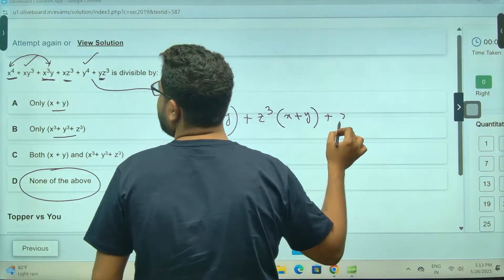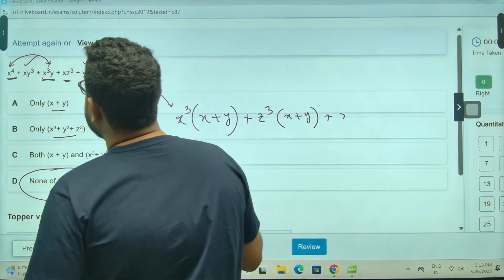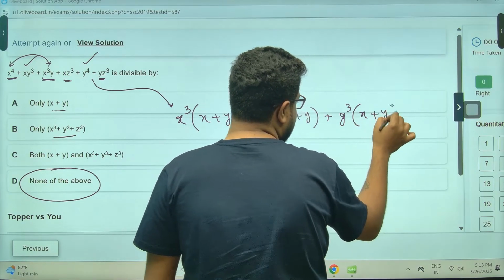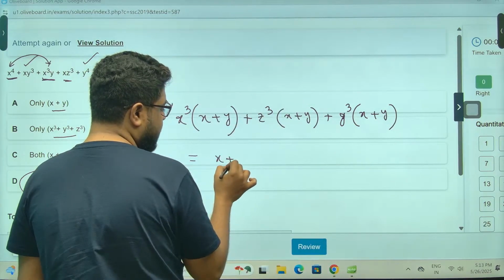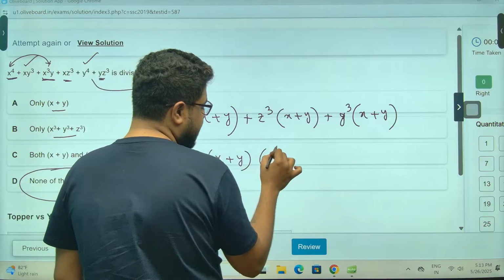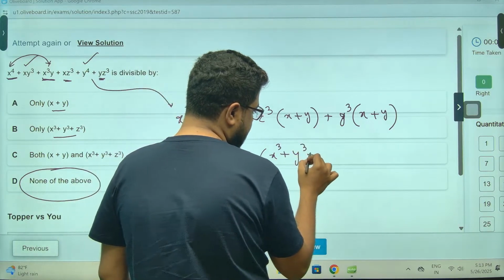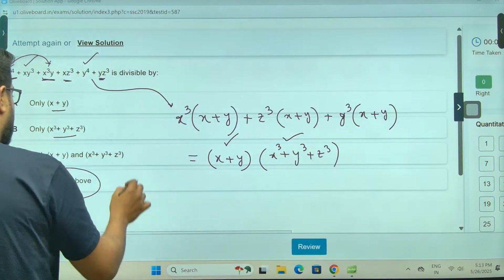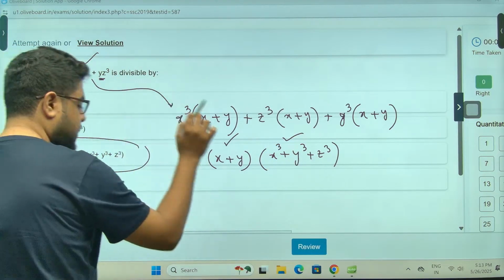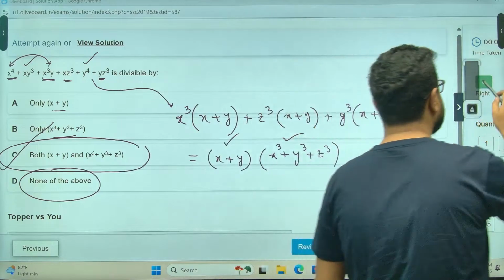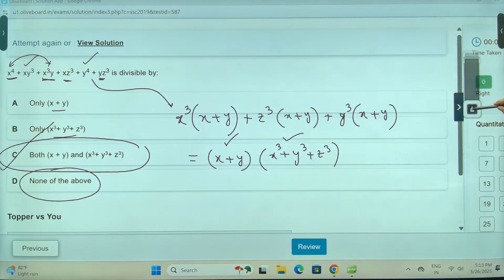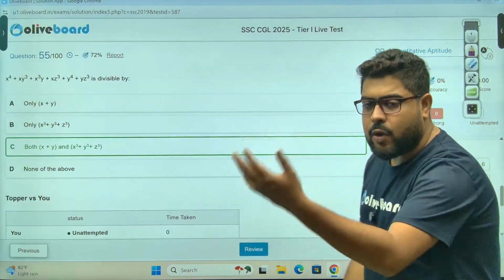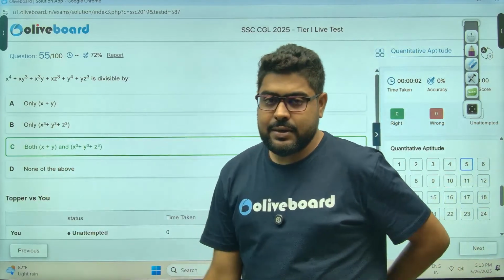Anything else, sir? This one and this one. I can take y. क्या common जा रहा है sir? Y cube ना. Y cube I can take common. I can get x plus y. So you see this whole thing I can now take x plus y common. It becomes this. So what I'll say, sir, it is divisible by both this as well as this. Option C will be the answer. But again, please understand the approach here, how I have thought about the question using the options.